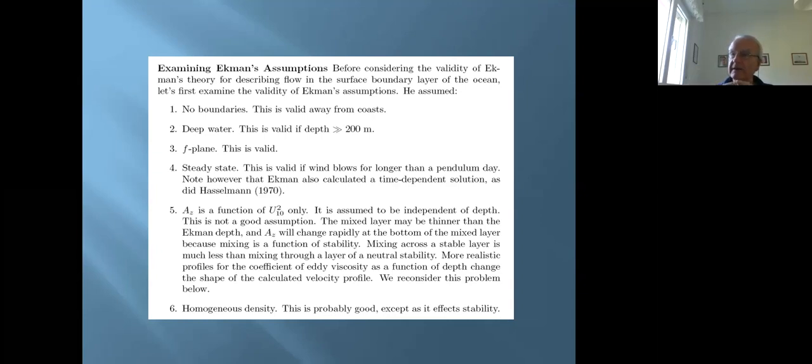Therefore, if we have very shallow water, we will have the superposition of the two Ekman layers, the surface Ekman layer and the deeper Ekman layer. And therefore, this solution for the wind influence on the sea surface will not reflect what is happening in the ocean. So in order to avoid the superposition of the surface and bottom Ekman layers, we have to have the depth larger than 200 meters. Then we have to have the F-plane.